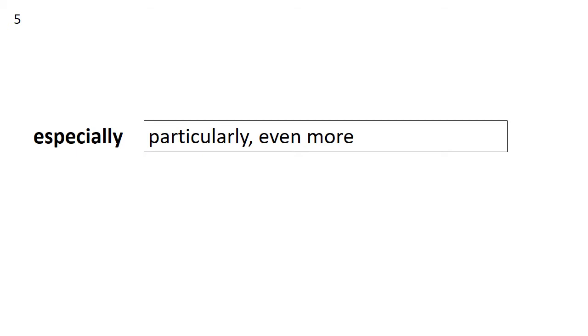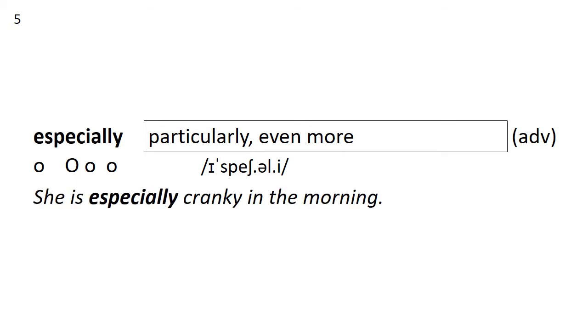For number 5, we have especially. Especially means particularly or even more. It's an adverb. How many syllables are in especially? 4. Stress on the second. Especially. She is especially cranky in the morning.